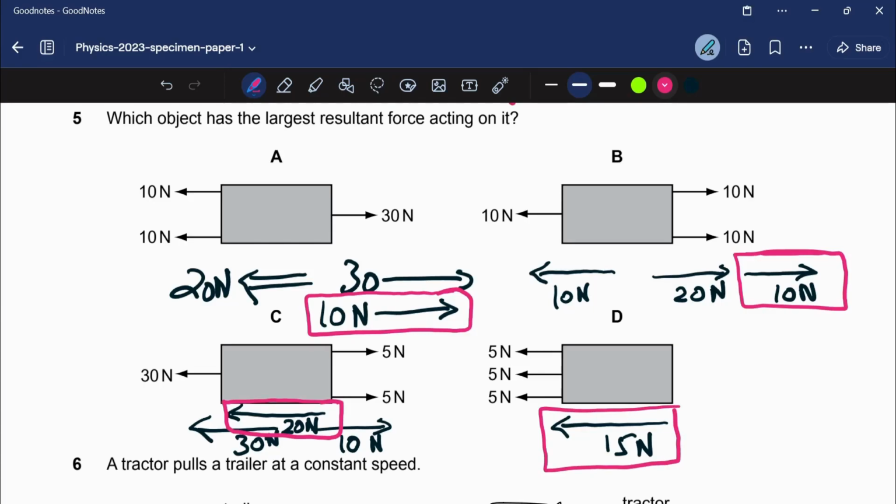So it is clearly part C or option C that is the correct option because it has the highest magnitude. It has the largest resultant force acting on the object.